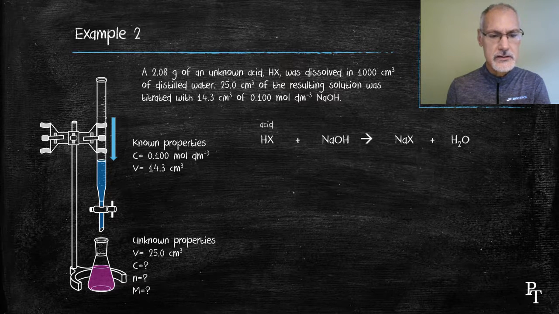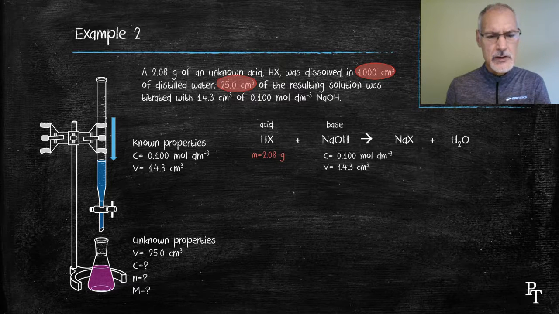Here's my reaction. You'll notice it's an acid and base reaction, or a neutralization reaction, so they switch partners. Na is now with X and H is with hydroxide to make water. The information that I know is the concentration and volume of base I added, and I also know my mass of substance HX. But a little caution here. That mass was added to 1,000 cubic centimeters, but I didn't put 1,000 cubic centimeters in my flask. I only put 25 of the 1,000 in. So I didn't neutralize all 2.08 grams.